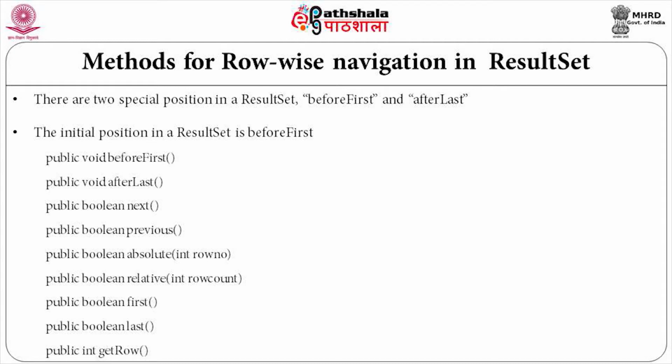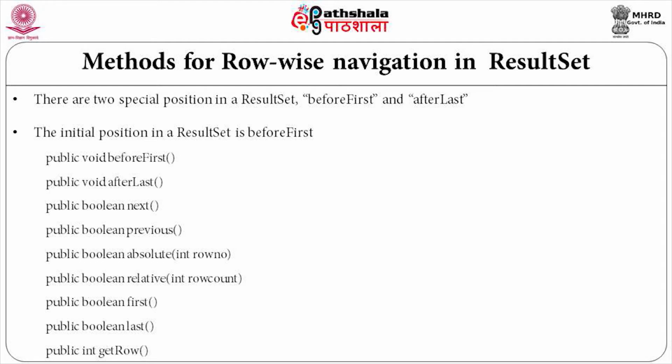In the same way, we also have a method called previous to move in the opposite direction, going backwards. So we have a next method returning Boolean. We also have a method called previous that also returns a Boolean. We can also go to a specific row by row number.